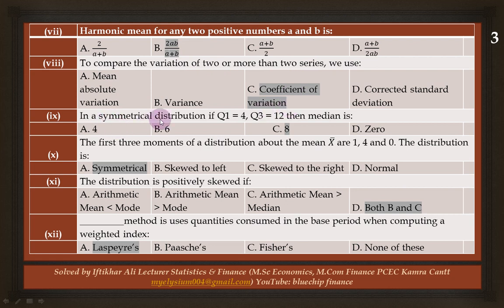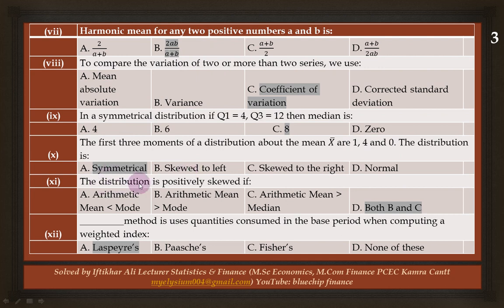In a symmetrical distribution, if Q1 equals 4 and Q3, for quartile 3, equals 12, then median, the correct option, is 8. The first three moments of a distribution about the mean x bar are 1, 4, 0. It means that the first moment is 1, the second moment is 4 and the third moment is 0. The distribution is symmetrical.